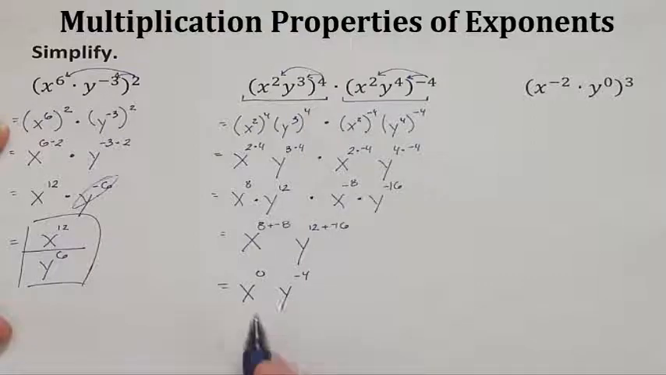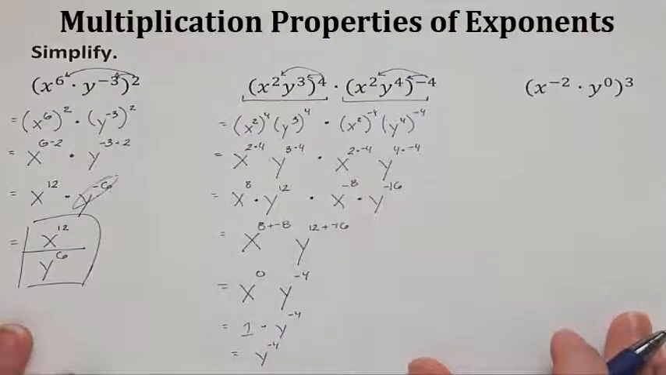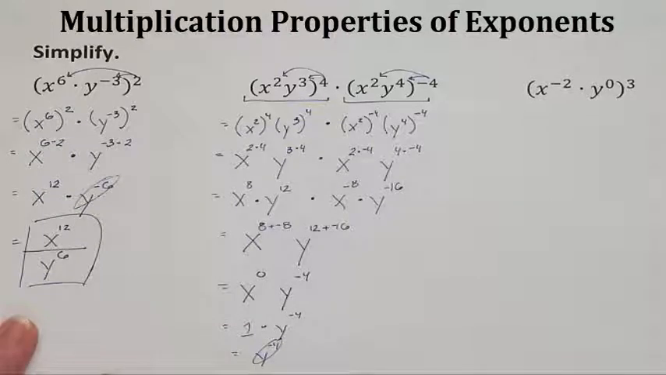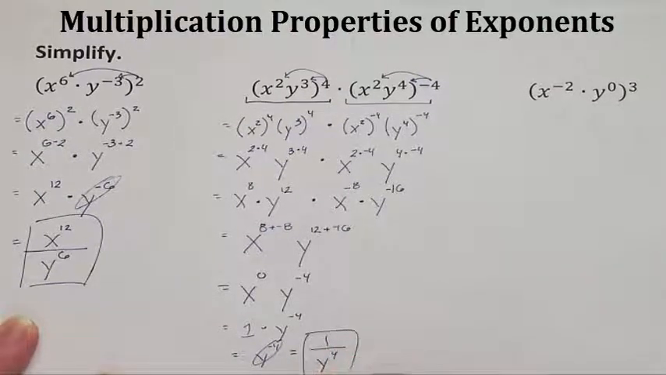You need to finish simplifying. What is anything to the 0 power? 1. So this is actually 1 times y to the -4th. What's 1 times y to the -4th? It's actually y to the -4th. Now, you cannot have a negative exponent. He's not happy where it's at, so you need to finish him. This is 1 over y to the 4th power, and then you're done.